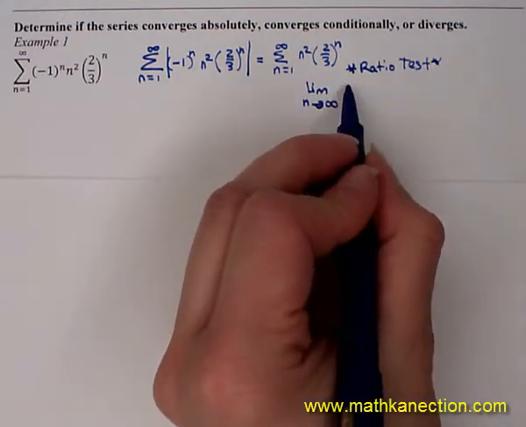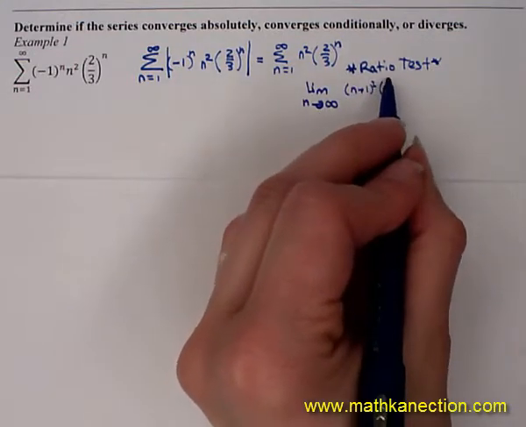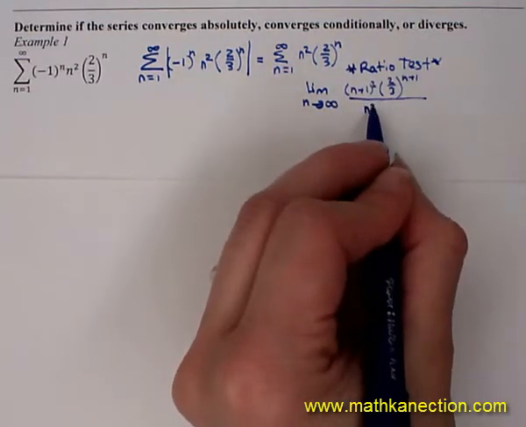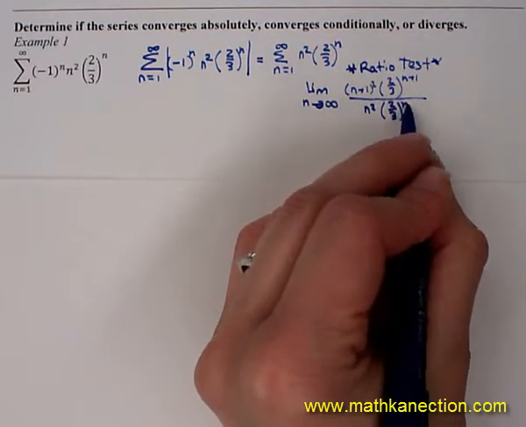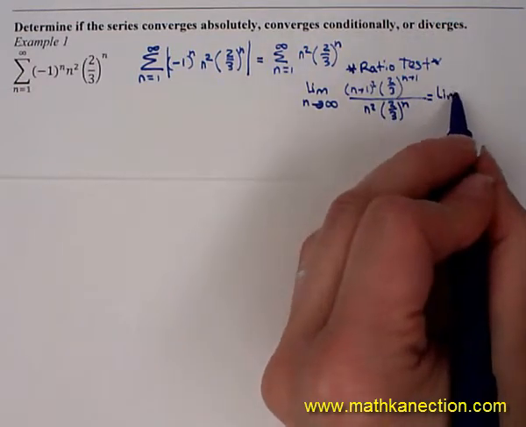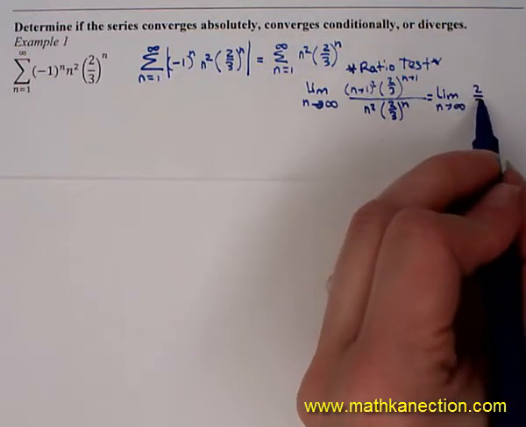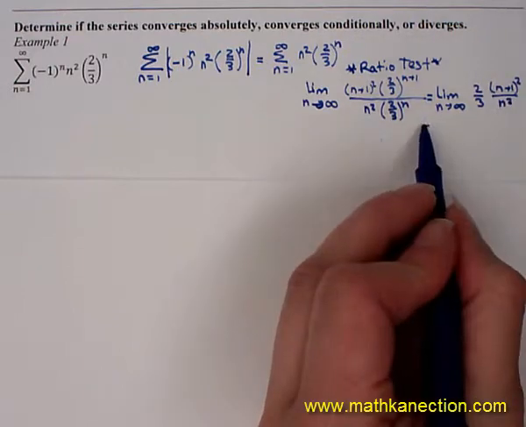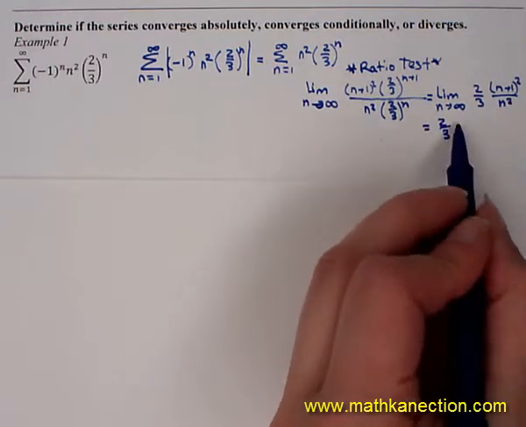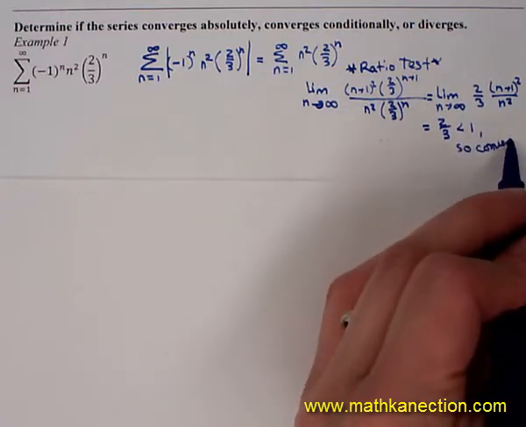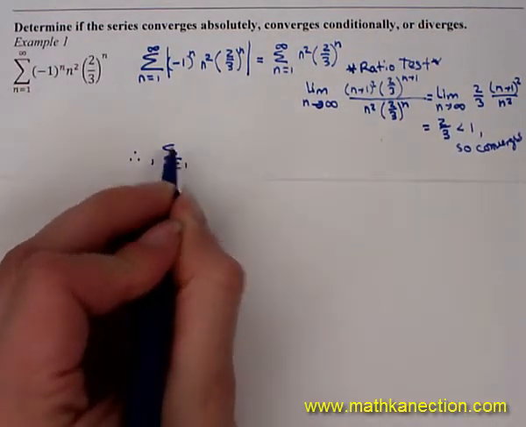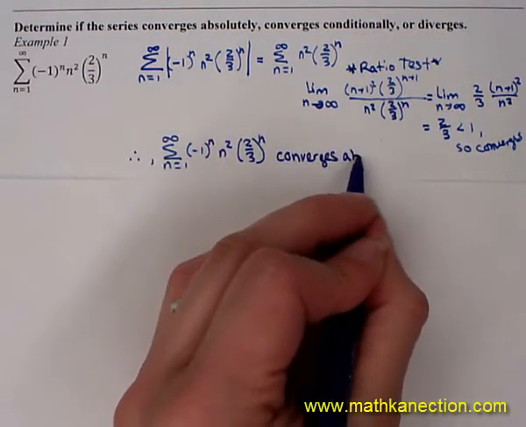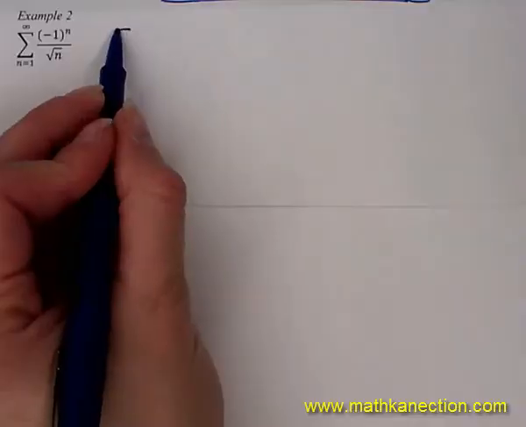So by the ratio test, looking at the limit as n approaches infinity of n plus 1 squared times 2/3 to the n plus 1 over n squared times 2/3 to the n, which is the limit as n approaches infinity of 2/3 times n plus 1 squared over n squared, which is equal to 2/3, which happens to be less than 1, so the series will converge by the ratio test. So therefore, since the series of the absolute value of a sub n converged, then the series itself converges absolutely.